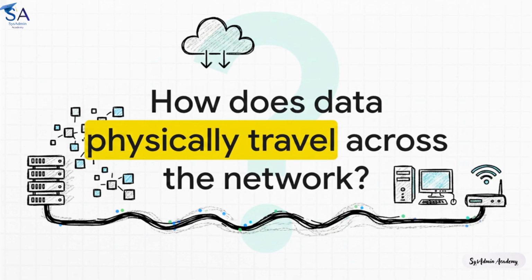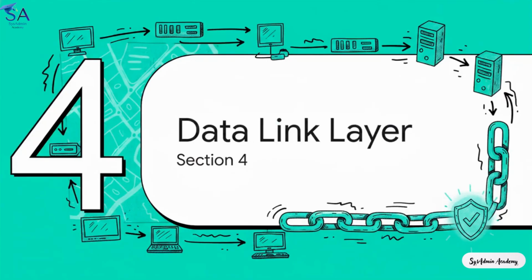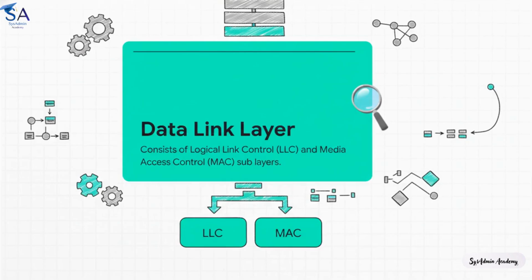How do we get from abstract software instructions down into the hard realm of physical hardware? That brings us to Section 4, the data link layer. This layer is the critical bridge that offers the physical addresses needed for devices to actually talk to each other, while also ensuring data integrity along the way. To really understand how it does this, we need to clearly isolate and define its two distinct sublayers.